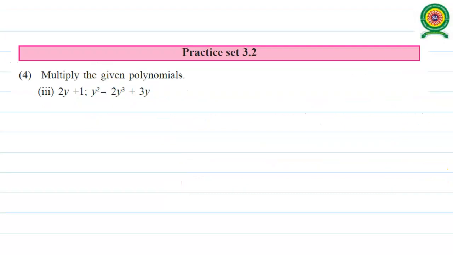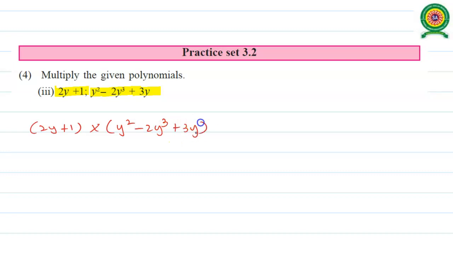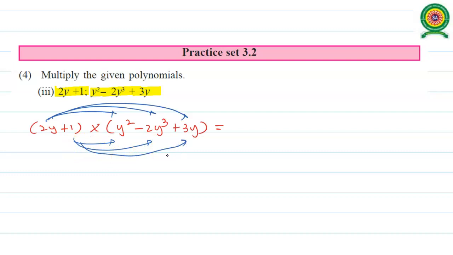Look at the third sub question. We have 2y plus 1 as the first polynomial and y square minus 2y cube plus 3y as the second polynomial, and we have to multiply them. So 2y plus 1 into y square minus 2y cube plus 3y. What shall we have to do? Again we have to use the distributive law. Firstly we distribute 2y over the second bracket and next 1 over the second bracket. So ultimately we have a total of 6 terms.